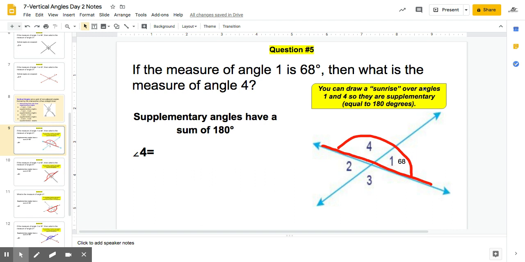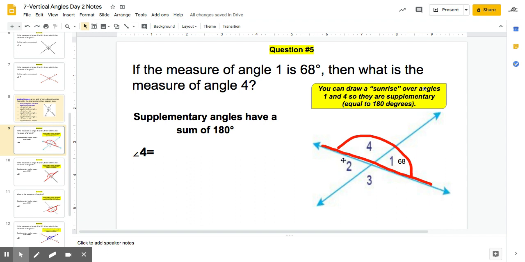So angle 4 does not equal 68 degrees. Angle 1 and angle 4 are supplementary angles because they're on this straight line and right next to each other. A way to help you identify supplementary angles in a picture is to draw a sunrise over angles 1 and 4 to see that they are supplementary.